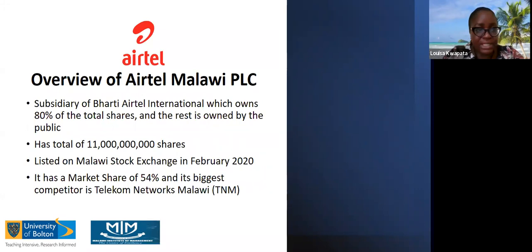Airtel Malawi is a subsidiary of Airtel International, which owns 80% of the total shares, and the rest of the shares are owned by the public. Airtel Malawi has got 11 billion shares, and it got listed on the Malawi Stock Exchange in February 2020. The biggest competitor for Airtel Malawi is Telecom Networks Malawi, but much as that is the case, Airtel has 54% of the shares on the market.